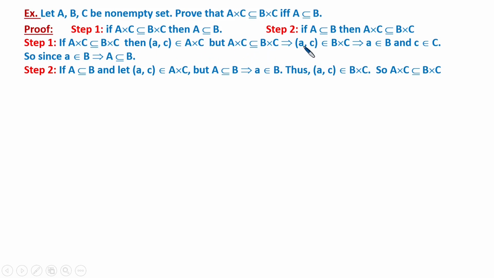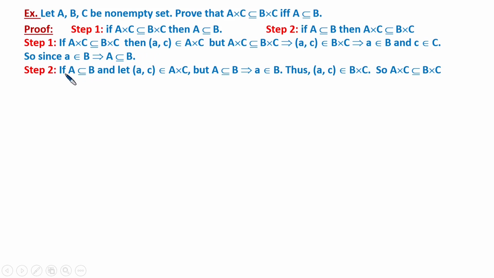That means it implies that A comma C belongs to B cross C, because I have said that this is a bigger set and this is a subset. So since this belongs to this smaller set, this A comma C will definitely belong to this bigger set, that is B cross C. So if this belongs to B cross C, that means A belongs to B and C belongs to C. And now since A belongs to B, it means that A is a subset of B. So just pause and go through it. I am sure you will understand what I am saying.